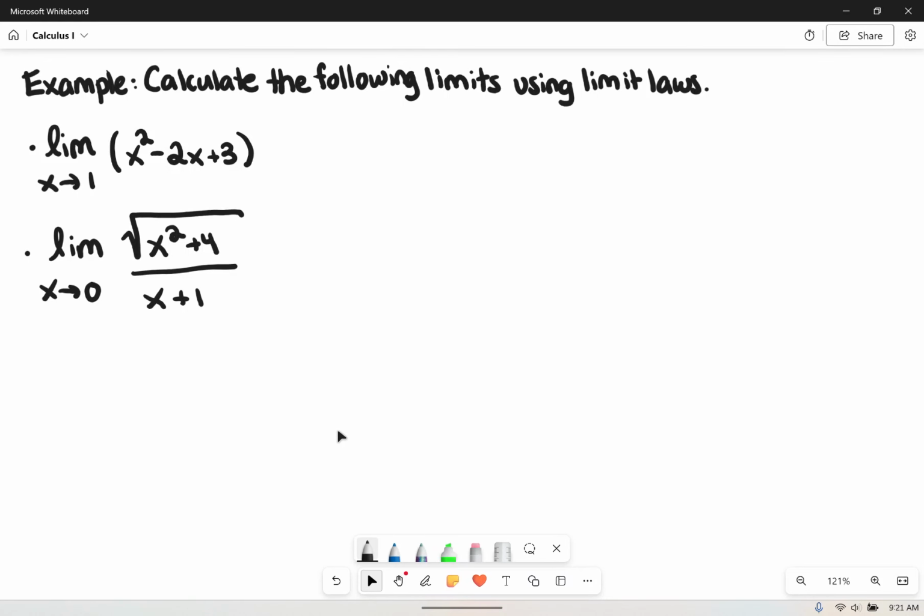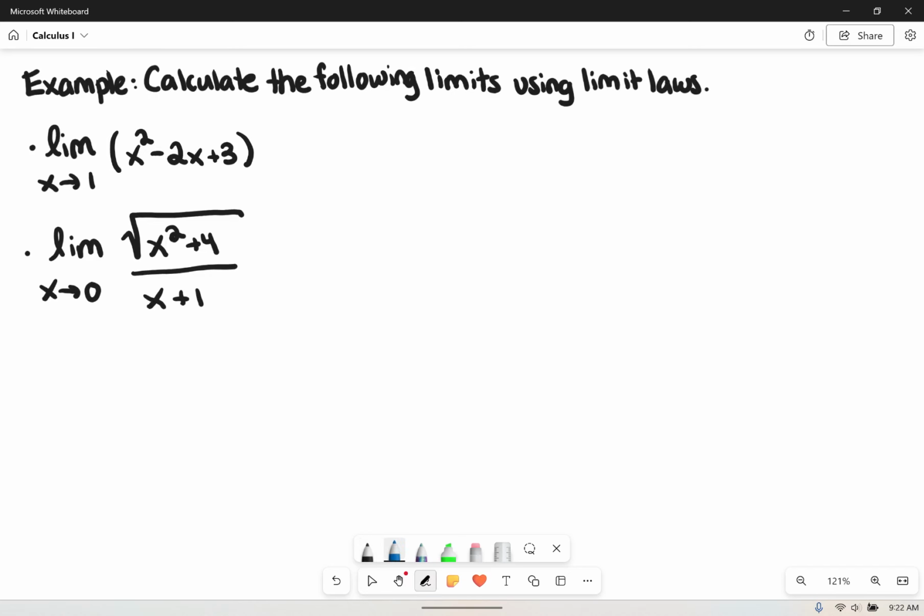Calculate the following limits using limit laws. The limit as x approaches 1 of x squared minus 2x plus 3, and the limit as x approaches 0 of the square root of x squared plus 4 divided by x plus 1.